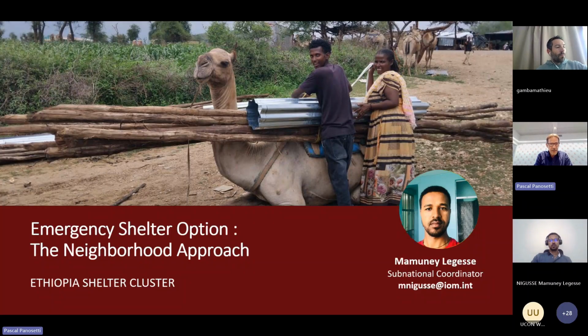We'll pass over now to Mamouni. I would say Mamouni is also a part of the committee of this group. So thank you, Mamouni is also part of the image assessment and other groups. So I'm passing over to you to go to Ethiopia and to see what the shelter cluster does. It's more focused on emergency shelter options, and the others will be more on NFI. Over to you, Mamouni.